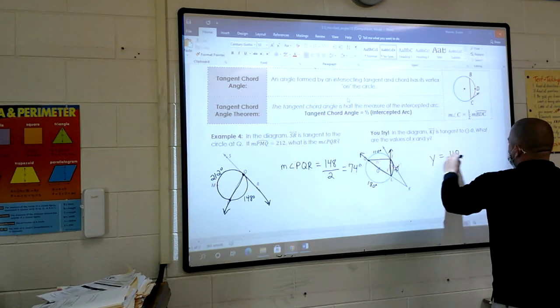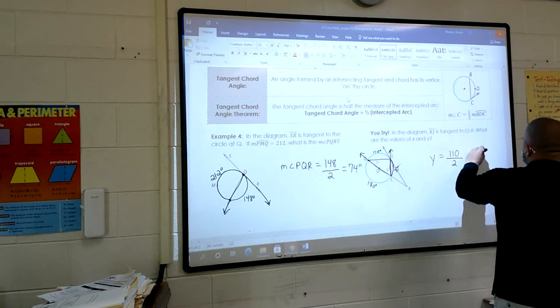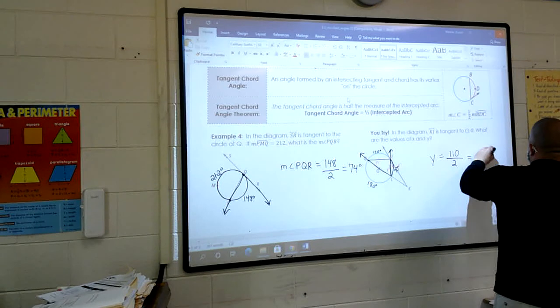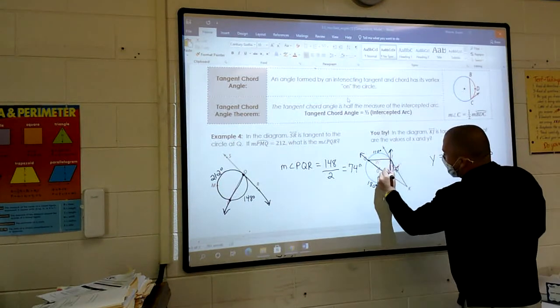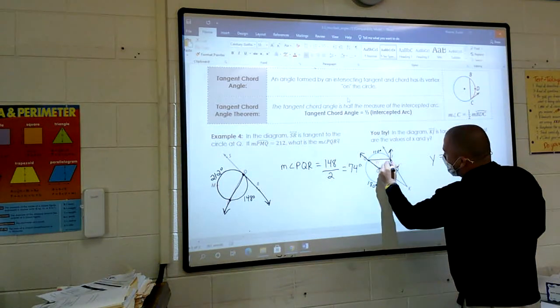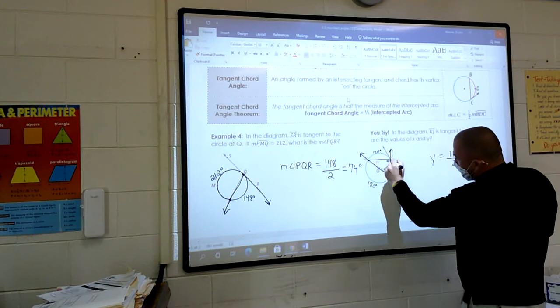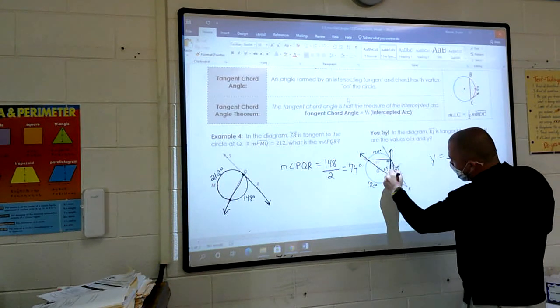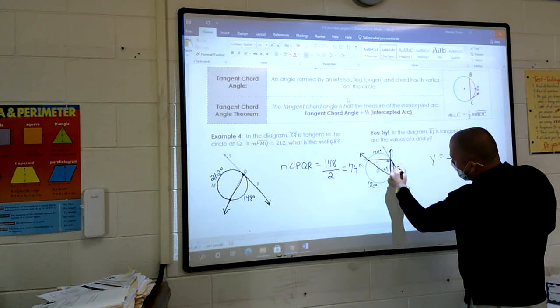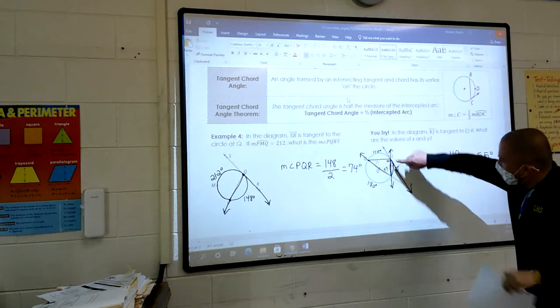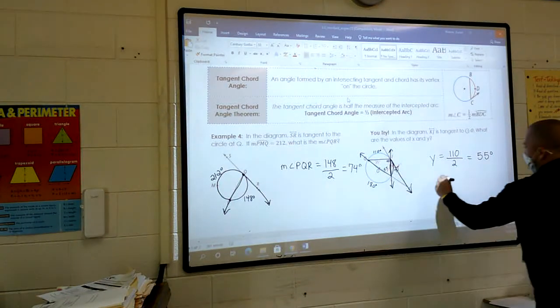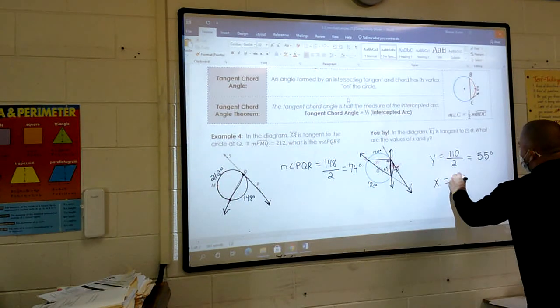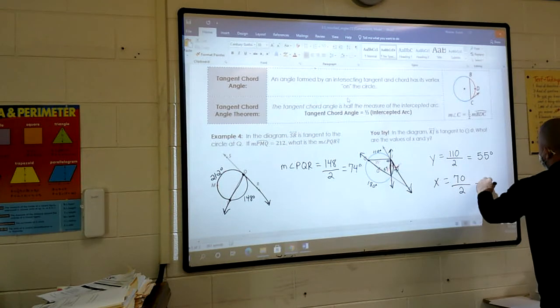If it hits the arc at 110 degrees, then it's a 55 degree angle. Now, angle Y is a 55 degree angle. So this one's 55. This one was 90. Now, they're looking for this little one right here. So it would go here and here, and it would hit this arc, that 70 arc that we made. So angle X is going to be 70 over 2, which is 35. Right?